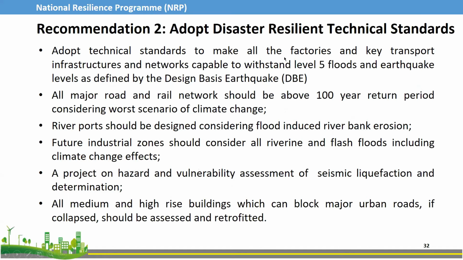So actually, we have to make sure that all the infrastructure that we have can withstand level 5 floods and earthquakes, and all the major road and rail networks should be able to sustain recurring floods for a 100-year return period. River ports should be designed to consider flood-induced riverbank erosion, and in future, industrial zones should consider all riverine and flash floods, including climate change effects.